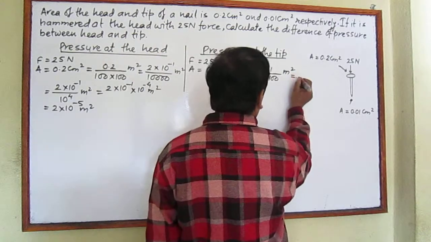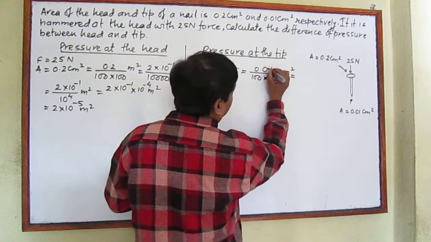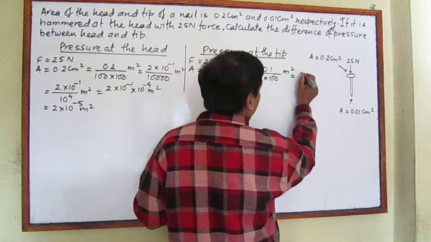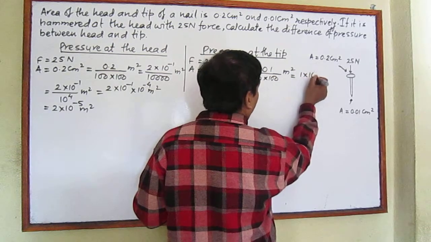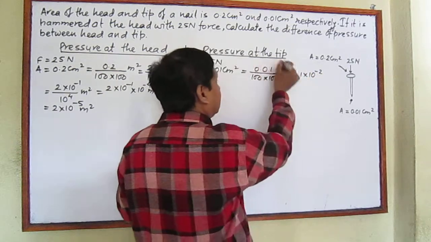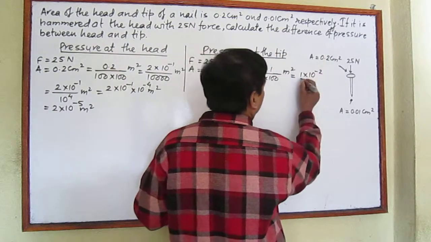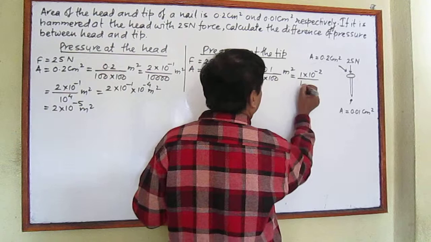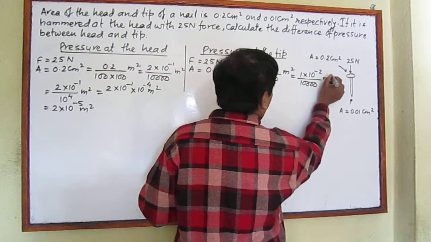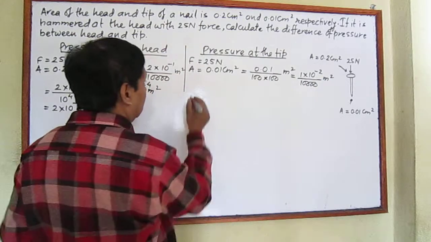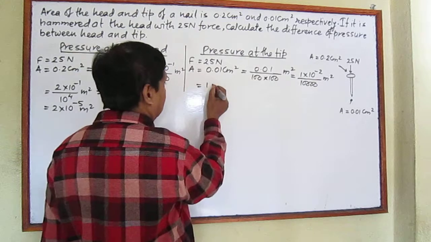This is equal to, if point is shifted 2 digits to the right hand side, then there is 1 into 10 to the power minus 2. Why minus 2? Because point is shifted 2 digits to the right hand side, that's why power is negative 2. Divided by 10,000, and value is in meter square. Okay, this is equal to, now 1 multiplied by 10 to the power minus 2 means 10 to the power minus 2.